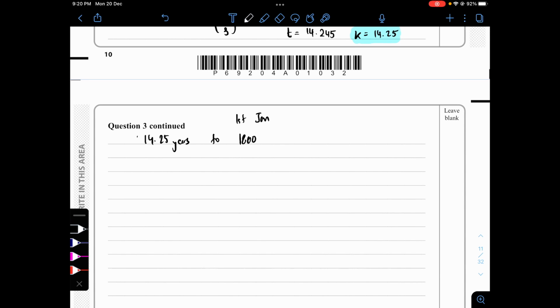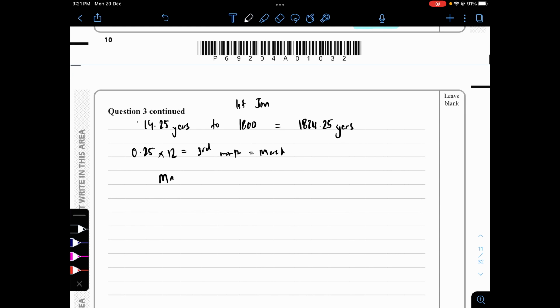When you add 14, that'll be 1814.25, that many years in total. Now 0.25 of a year means, times by 12 months in a year, that'll be the third month, which is March. So the final answer will be March 1814. So this is part II.